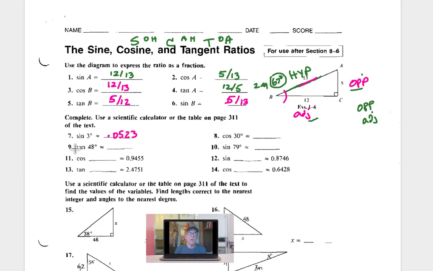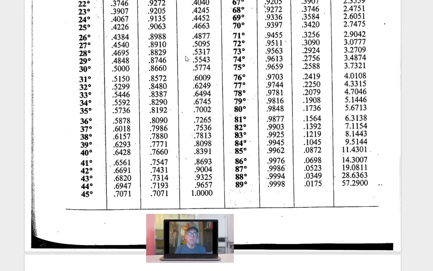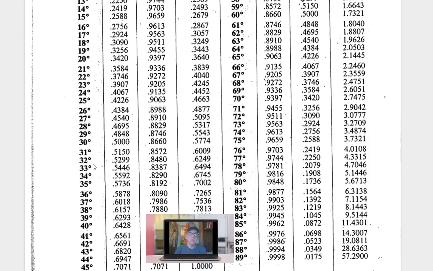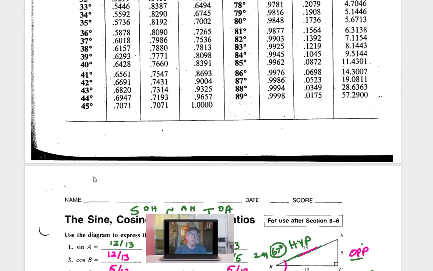Number 8, cosine of 30 degrees. So we're going to go to the 30 degrees. Cosine column is the middle. It's 0.8660.